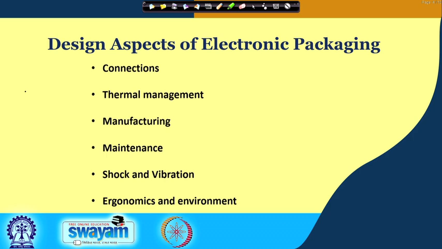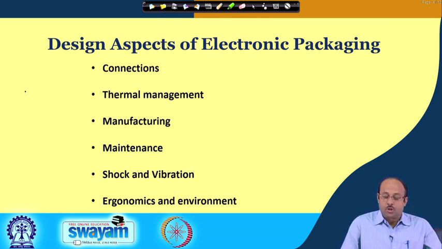Now, let us first come down to the design aspects of electronic packaging, which is just a kind of recapitulation. There are several aspects of design. First one is the connection, which is very important, then thermal management, which is equally important, manufacturing and maintenance. I do not have to say anything because it is a very important part of the packaging, and then comes shock and vibration, and finally ergonomics and environment. In these lectures we are going to learn about the shock and vibration aspects of the design.